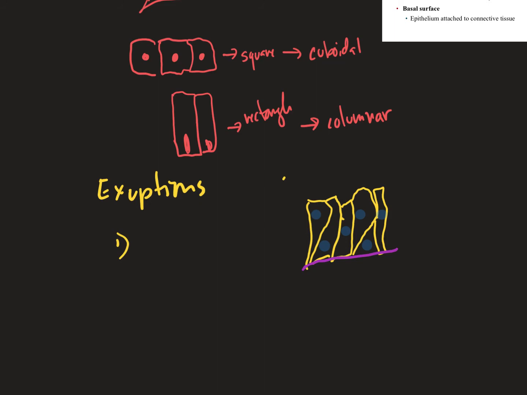However, this cell extends from top to bottom, from apical to basal surface. There's not multiple layers of cells. So it's what we call pseudo-stratified. What does pseudo mean? Pseudo means fake or false. So it looks stratified, but it's not really. Okay? That's one exception. You'll find pseudo-stratified in your trachea. Okay? Pseudo-stratified in the lining of your trachea.